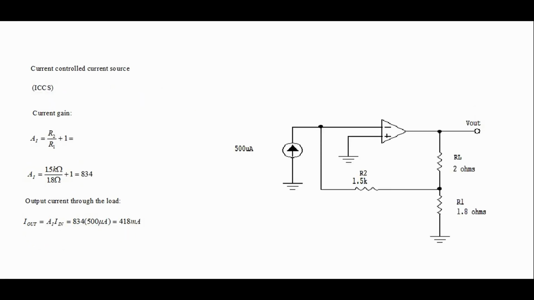Here we have a current-controlled current source, also called a current amplifier. The object here is to amplify the current through the load. First, find the current gain, and then once you have the current gain, you can calculate the output current. Notice how high the current gain is.